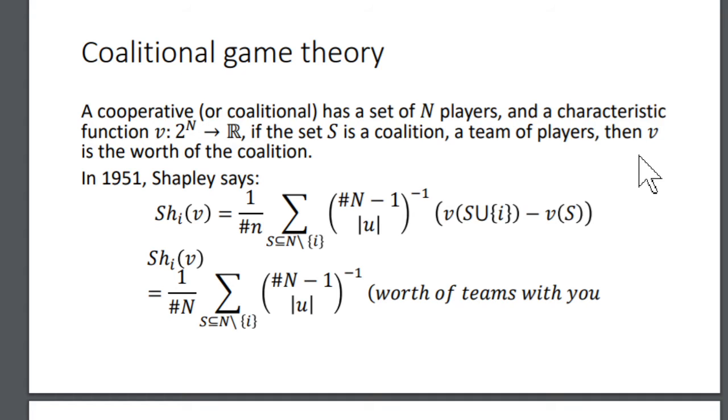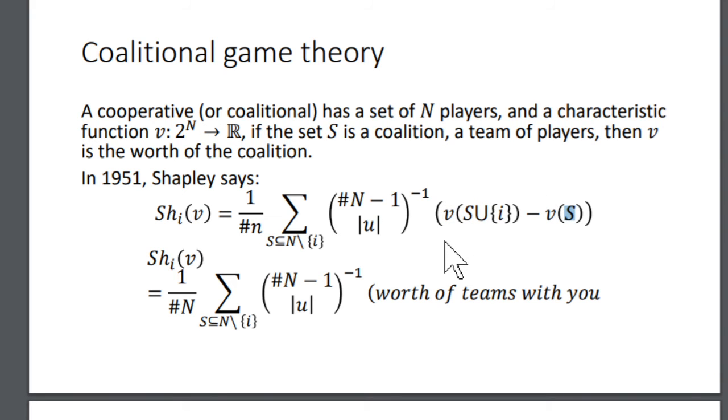So in 1951, Shapley wrote this formula. It's 1 over the cardinality of n, so the number of players, times the sum over all the teams that did not include player i. So all the teams that are inside the subset of teams that do not have i, with disjoint sets, to normalize, and then this differential.